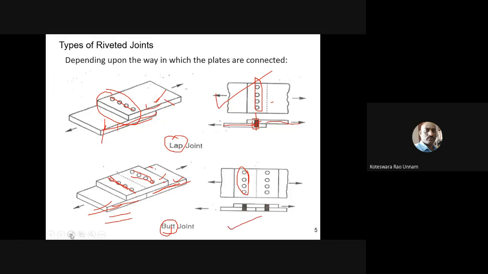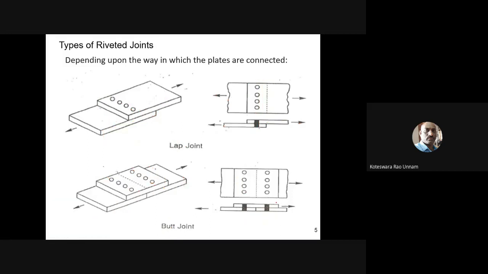Why am I calling it single row, even though you have two rows of rivets? If you look at each plate, how many rows are there? You need to look into that. If I see the lap joint here, for this plate there is one row of rivets.